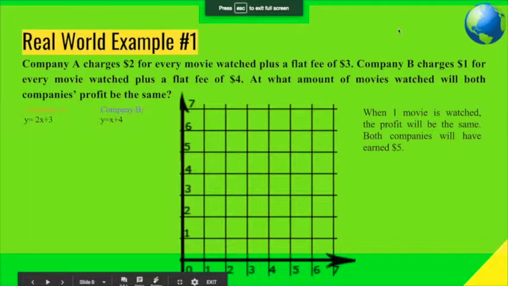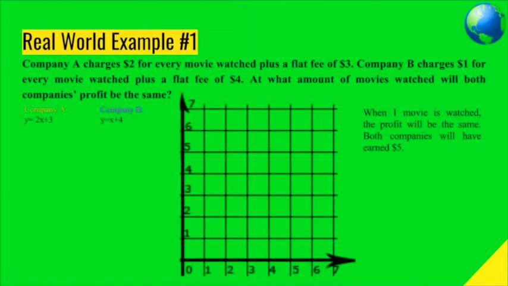Real world example number 1. Company A charges $2 for every movie watched plus a flat fee of $3. Company B charges $1 for every movie watched plus a flat fee of $4. At what amount of movies watched will both companies' profit be the same?